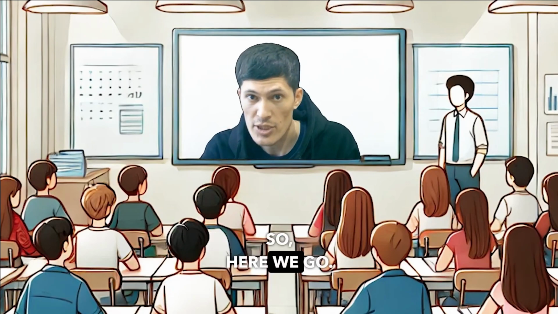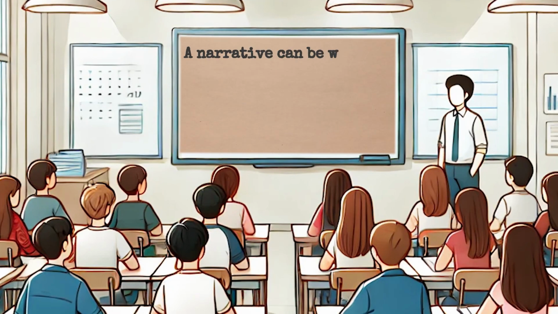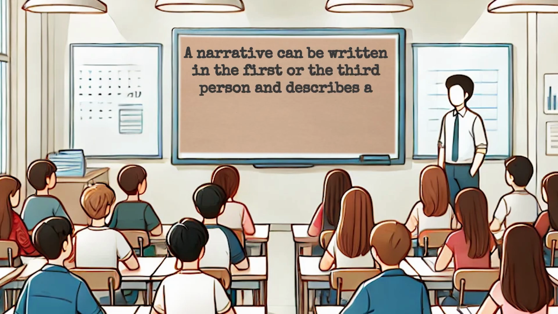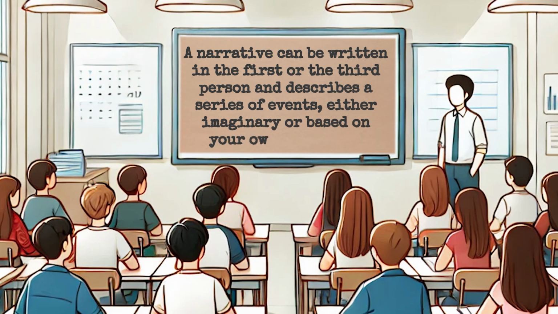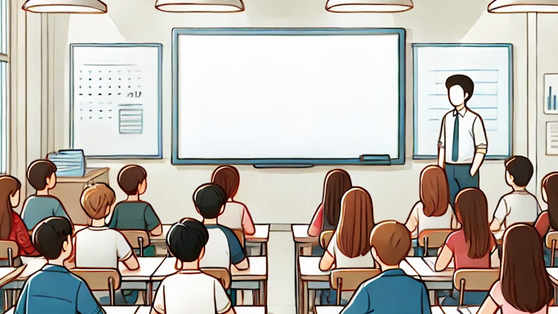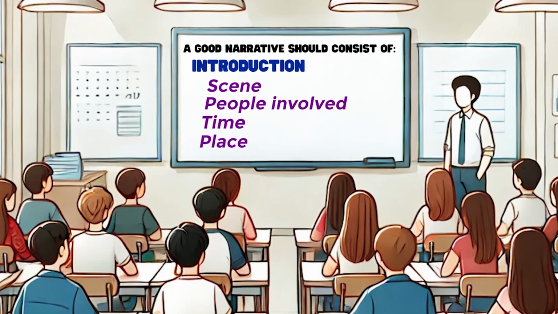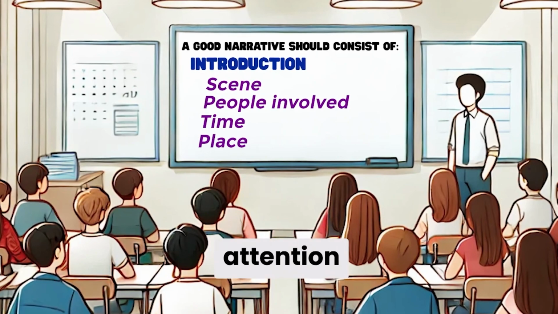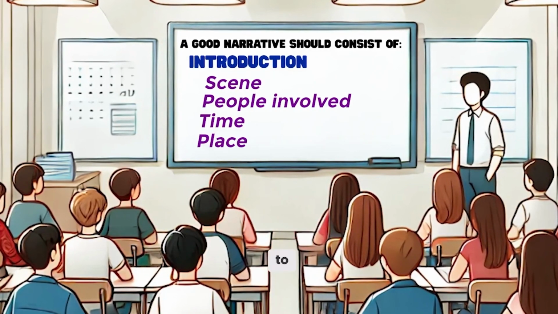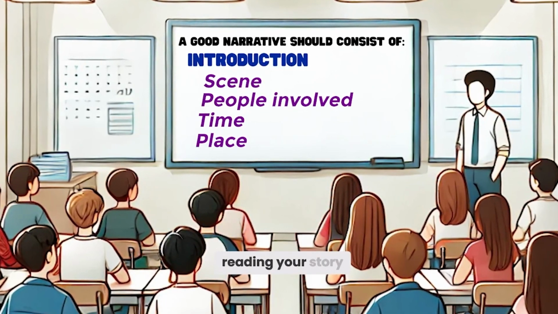So here we go. A narrative can be written in the first or the third person and describes a series of events, either imaginary or based on your own experience. A good narrative should consist of an introduction, in which you set the scene, people involved, time, place, in an interesting way to catch the reader's attention and make him or her want to continue reading your story.